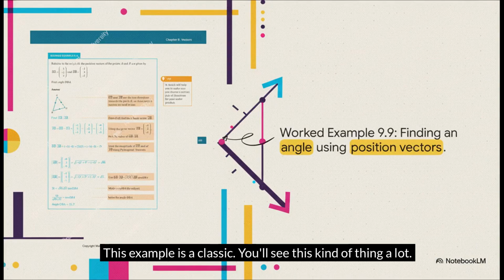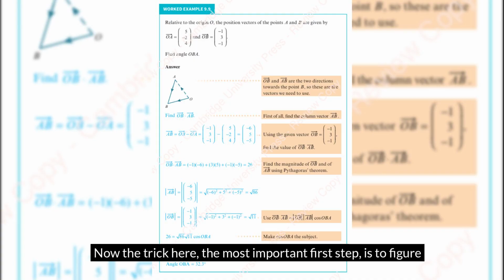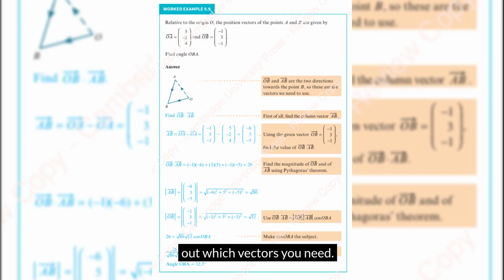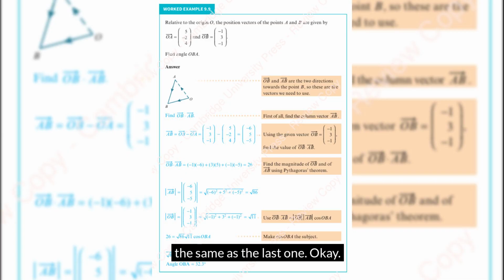Okay, this example is a classic. You'll see this kind of thing a lot. We need to find an angle inside a shape. Now, the trick here, the most important first step, is to figure out which vectors you need. For the angle OBA, we need the vectors that come from point B. So that's BA and BO. Once you've figured out those vectors, hey, the problem is exactly the same as the last one.